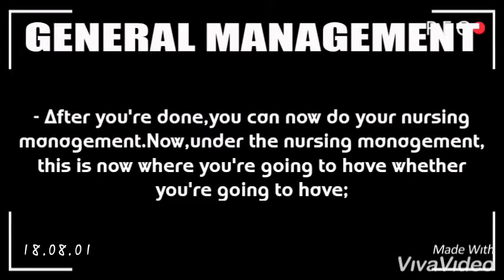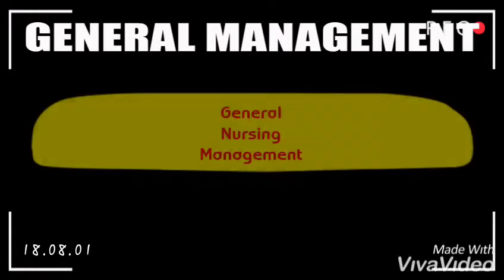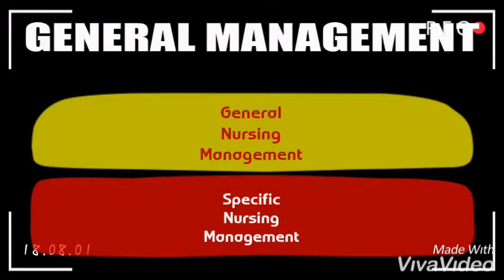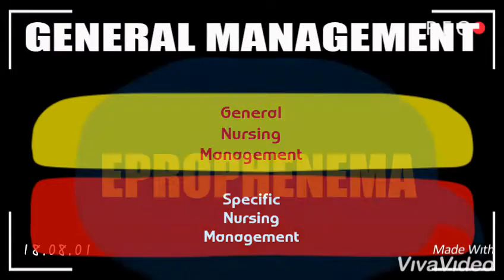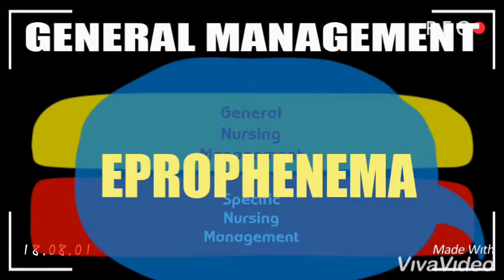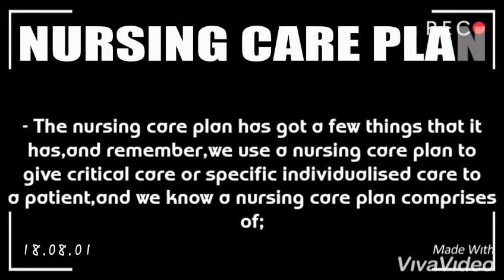Now, under the nursing management, this is where you are going to have a general nursing management or specific nursing management, depending on the condition that has been presented to you. And you can use the acronym of a profanum. From that, you can choose the necessities, then you can manage your patient. So under the general management, that's it. We can now go and deal with the nursing care plan.